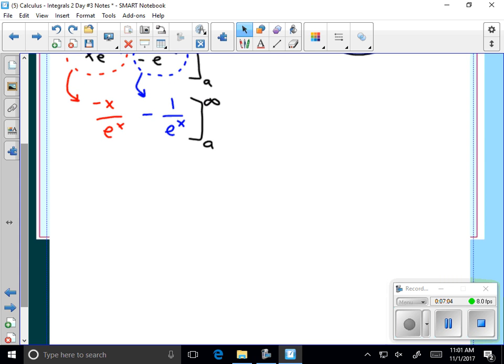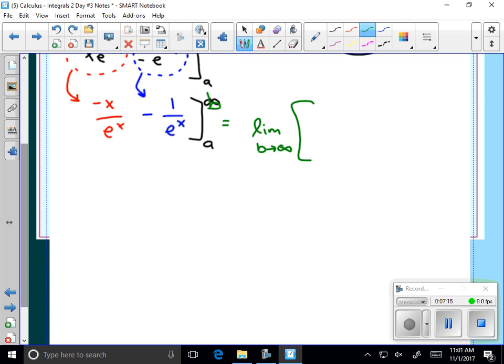Okay, so I'm going to plug b in here instead of infinity, and then take the limit as b goes to infinity. So let's go ahead and do that. Let's plug b in first. Well, that'd be negative b over e to the b minus 1 over e to the b. Okay, that's my first term. Now I'm going to plug in a, and I get negative a over e to the a minus 1 over e to the a. Yep, we're good. So far, so good.